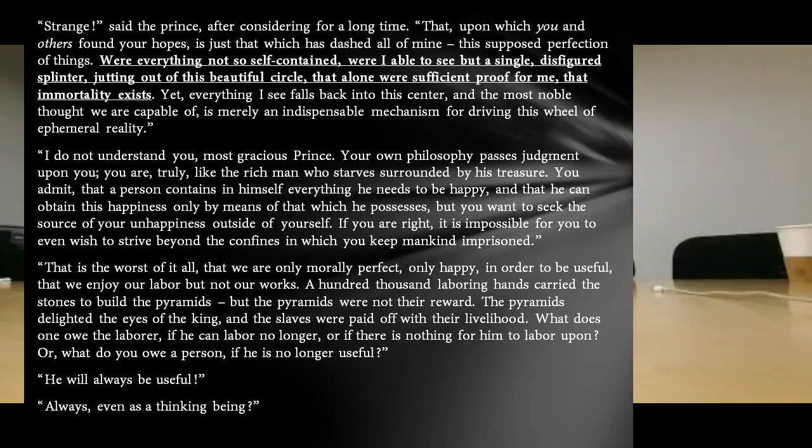So the prince says, strange, after considering for a long time, that upon which you and others found your hopes is just that which has dashed all of mine. This supposed perfection of things, were everything not so self-contained, were I able to see but a single disfigured splinter jutting out of this beautiful circle, that alone were sufficient proof for me that immortality exists. So again, this idea of everything self-contained: if a circle could be proven to him to not be self-contained by having a little splinter coming out of it, disfiguring it, this would be proof to him that immortality exists. And yet he doesn't see this for some reason. He says, everything I see falls back into the center.